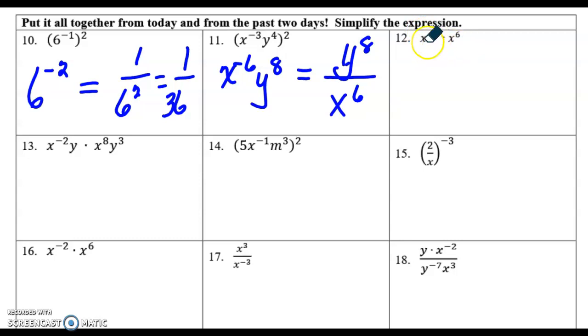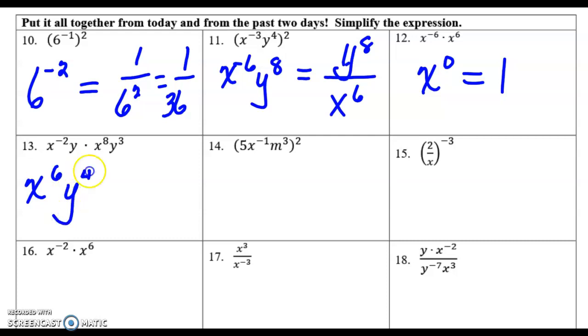Here we have multiplication, and when we multiply, we actually add the exponents. So we get x to the 0. X to the 0 we know is 1. Obviously not the only way to do that problem. You could have shifted the x to the -6, move that down, and then you'd have the same thing over itself, which is 1.